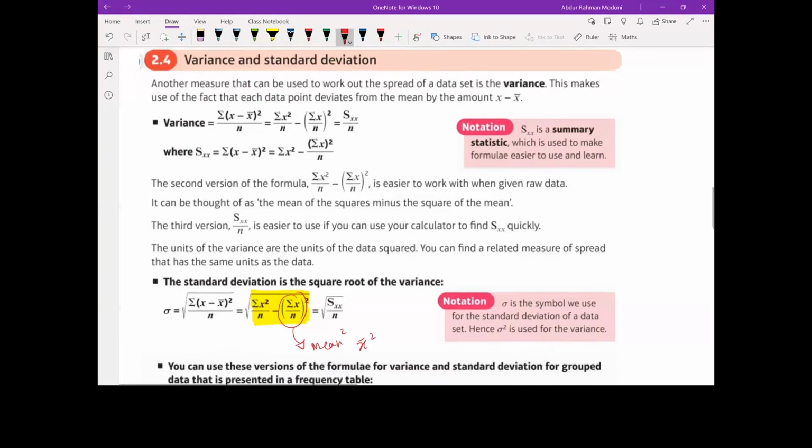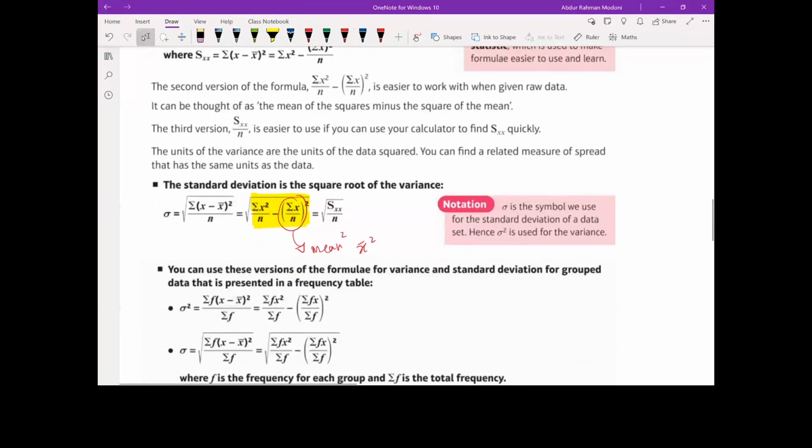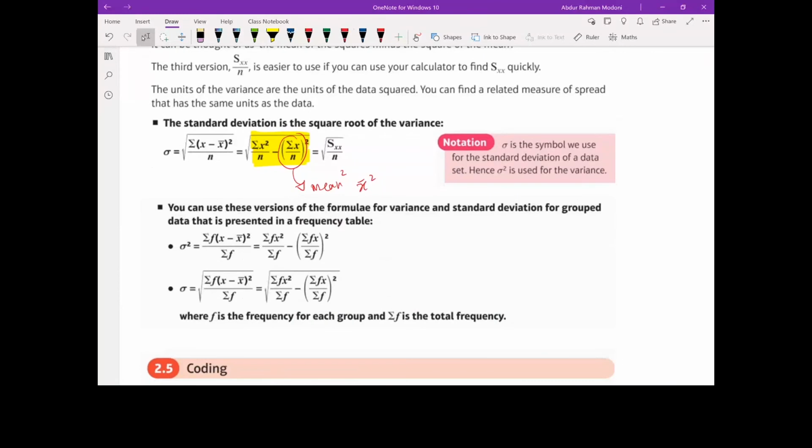So we've got the formula written in terms of raw data, and then for grouped frequency data, we can find the standard deviation from grouped data as well. Now, this is not given to you, but you need to memorize it. The easiest way of remembering this is as follows.